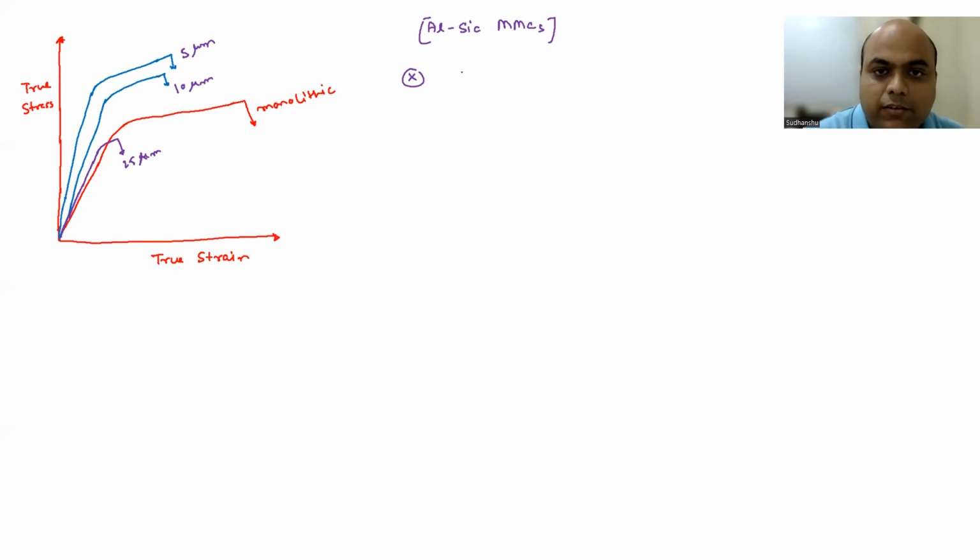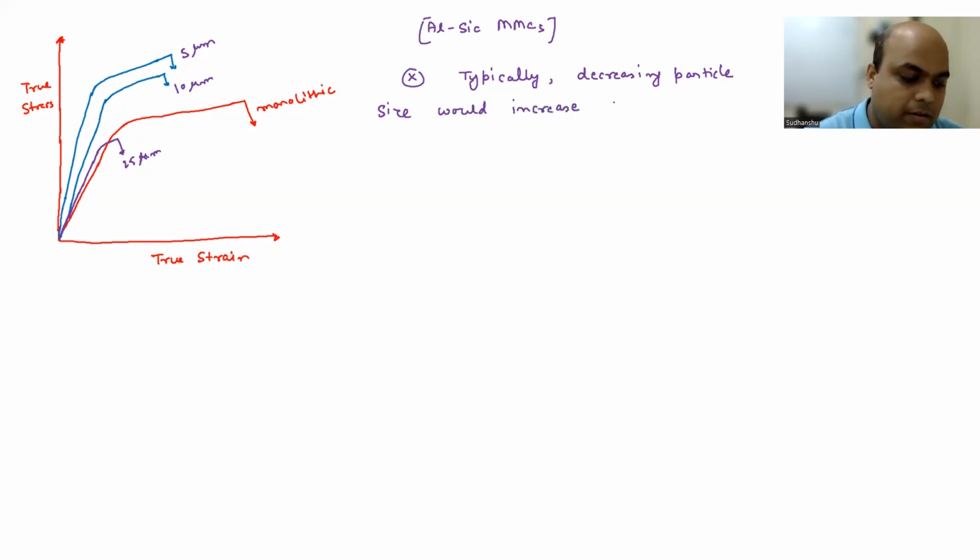Okay. So typically, decreasing particle size would increase the strength of indirect strengthening.